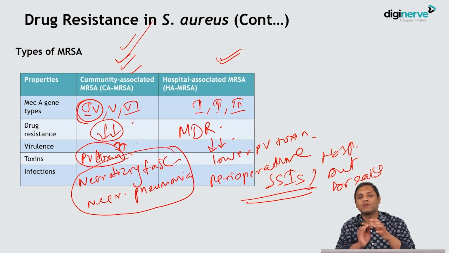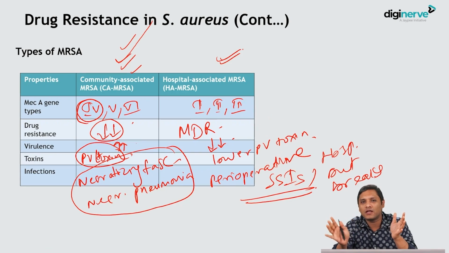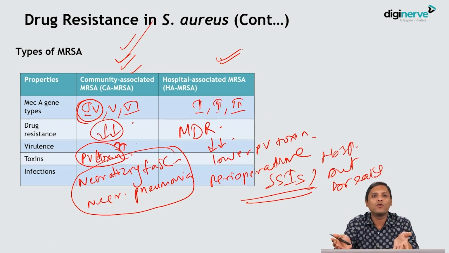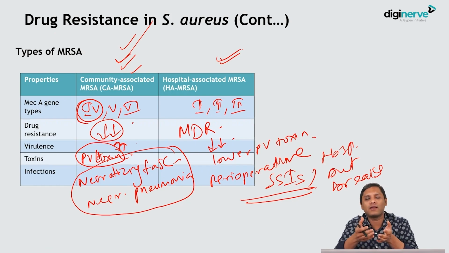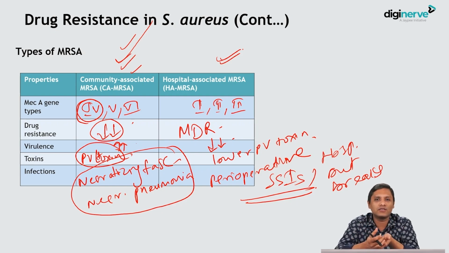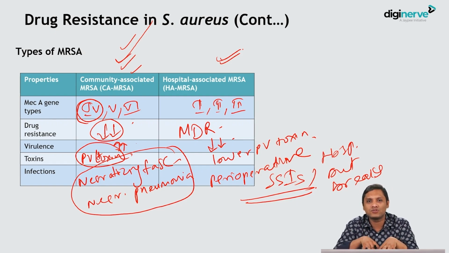However, I want to tell you one important fact: the distinction between CA-MRSA and hospital acquired MRSA is fading over a period of time. Now many CA-MRSA strains behave like HA strains. Many HA strains are also behaving like community strains. So now the properties are quite overlapping, but still from the exam point of view, you should know the differences between CA-MRSA and HA-MRSA.